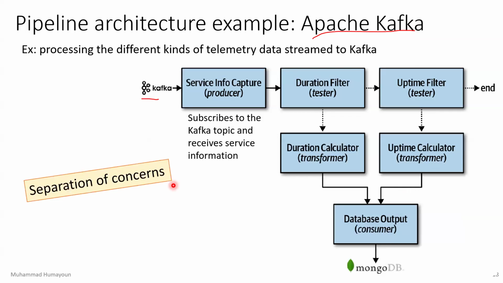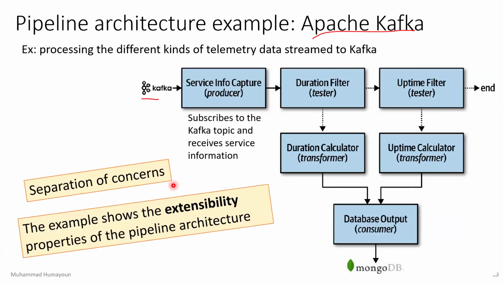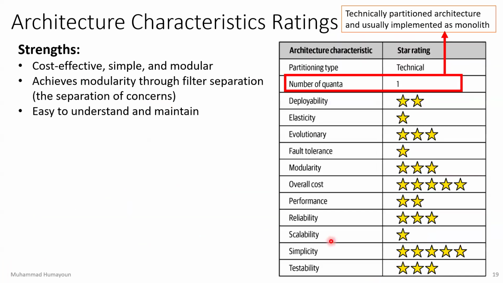And as you can see, we have a clear separation of concerns in this example. And the example shows extensibility also. This architecture is extensible. If you want to get something more, just add one more pipe here and it will do one more thing. And then you can put it in this consumer filter, and then you can put that also in your MongoDB. So the number of quanta is still one. It's one monolith application with filters and separation of concerns. It is cost effective, simple, and modular.